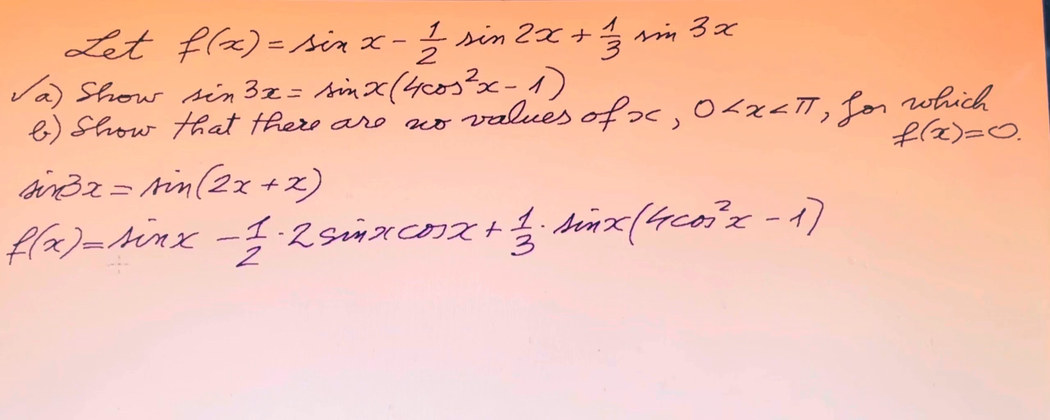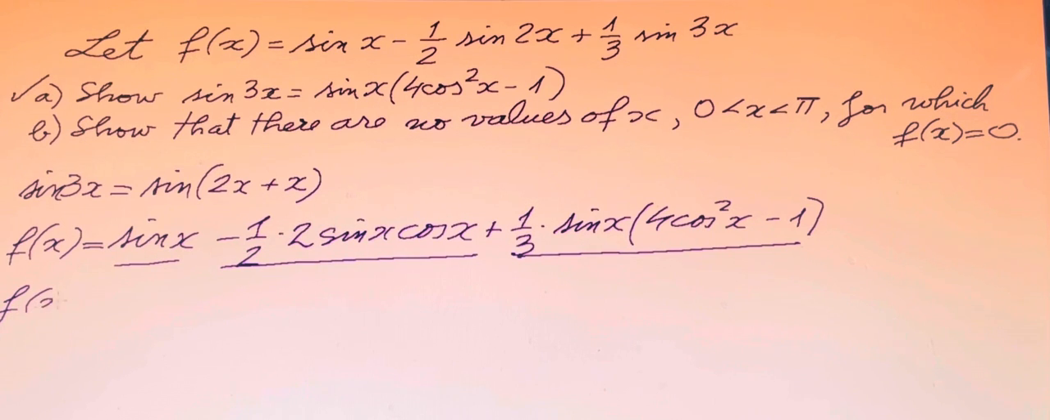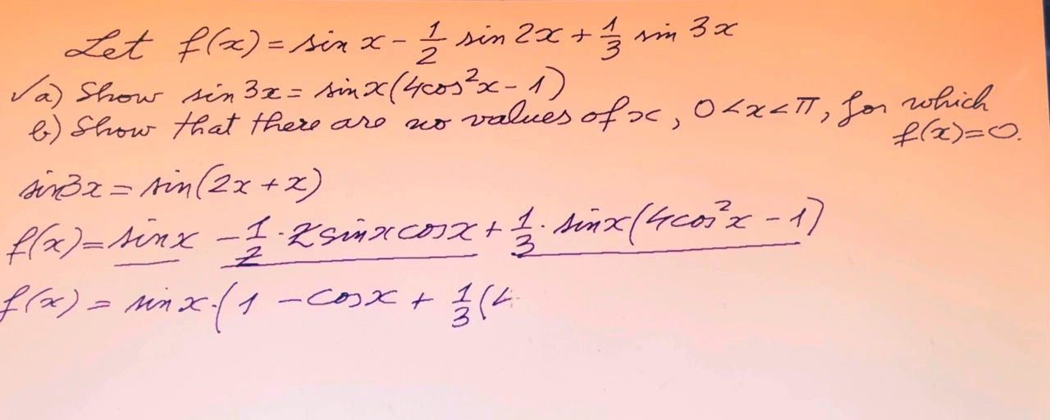We have in this expression 3 terms, 1, 2, 3. We can see there is a common factor, which is sin x. So we'll write sin x before a bracket. And in the bracket, we will get 1 from the first term, minus cos x from the second, because 2 will be cancelled with 2, plus 1/3 (4 cos squared x minus 1).